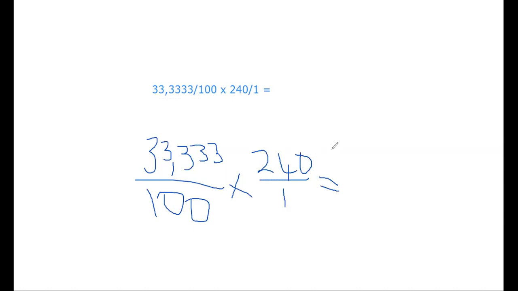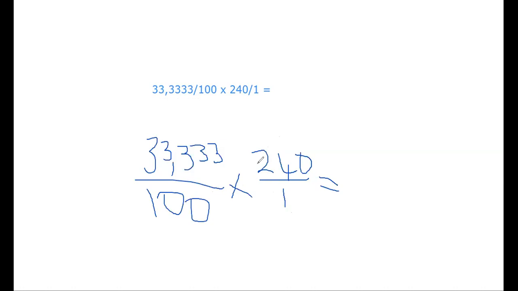What do you simplify? You simplify your opposite numbers, right? So when we simplify our opposite numbers, we must check them. Our opposite numbers are 33.333 and 1, and another pair is 240 and 100. But for 33.333 and 1, there's no highest common factor. The highest common factor is 1, and 1 won't change anything in this case, right?